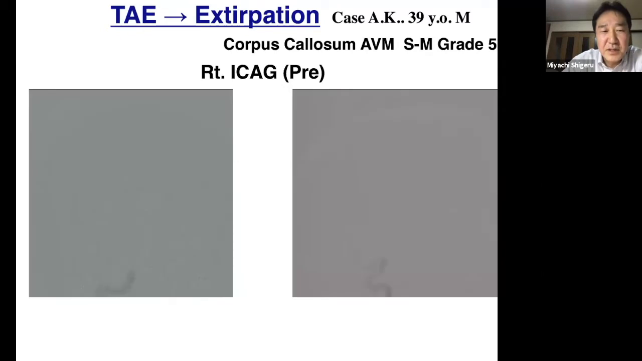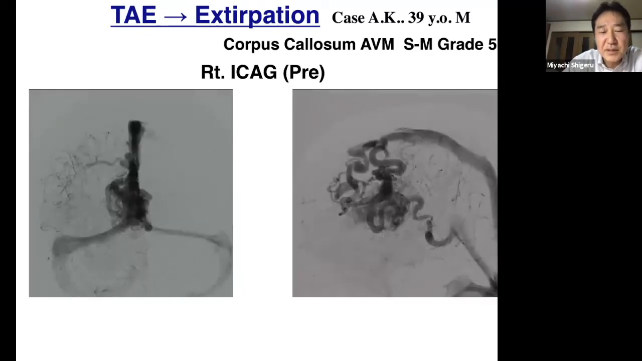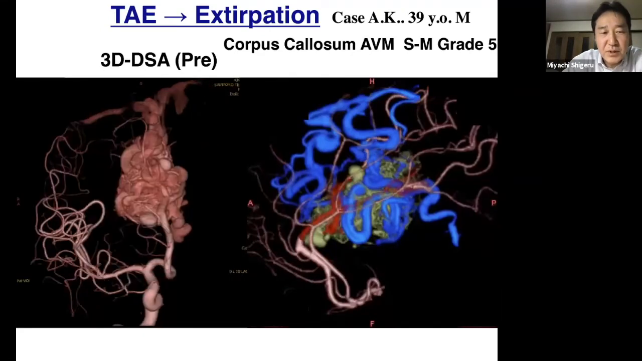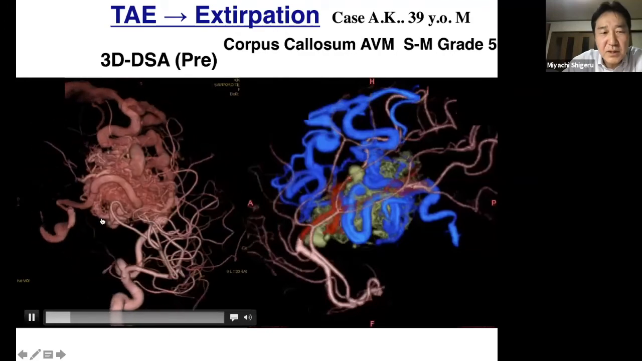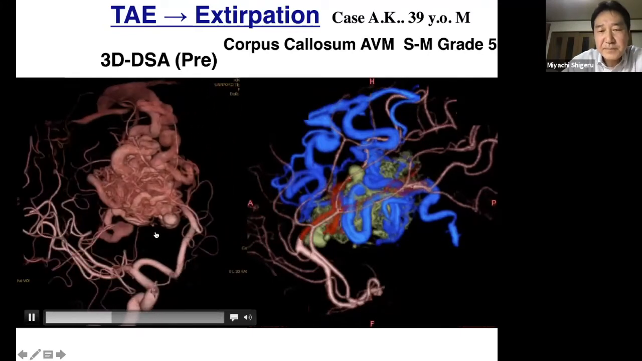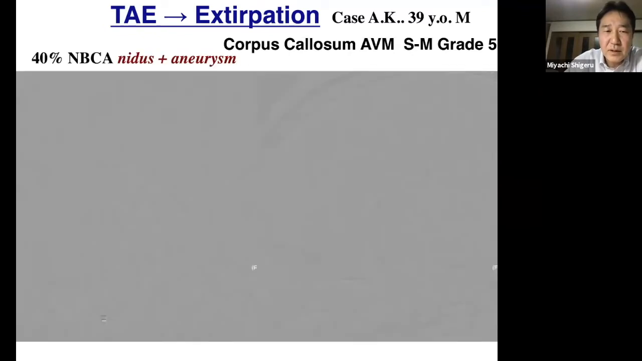You see the big nidus with many intranodular aneurysms, located in the anterior part of the corpus callosum. This is a big, grade 5 AVM. You see a lot of aneurysms here and also here, and I think that is the rupture source. We navigated the microcatheter to the many feeders and injected glue. You see that it penetrated to the intranodular aneurysm and also to the nidus.